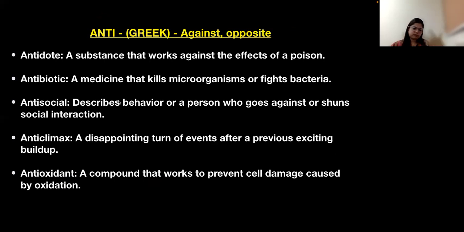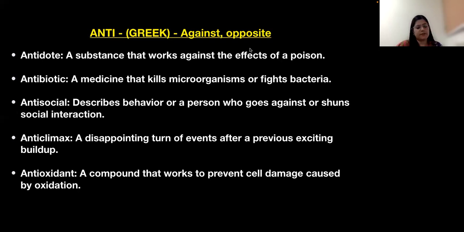Next, anti, whatever, suit yourselves. This means against or opposite. ANTE meant before something. ANTI means against or opposite of something. Antidote, a substance that works against the effects of a poison. Antivenom, again, a substance that works against the effects of a venom. Antibiotic, a medicine that works against bacteria, that kills certain microorganisms.